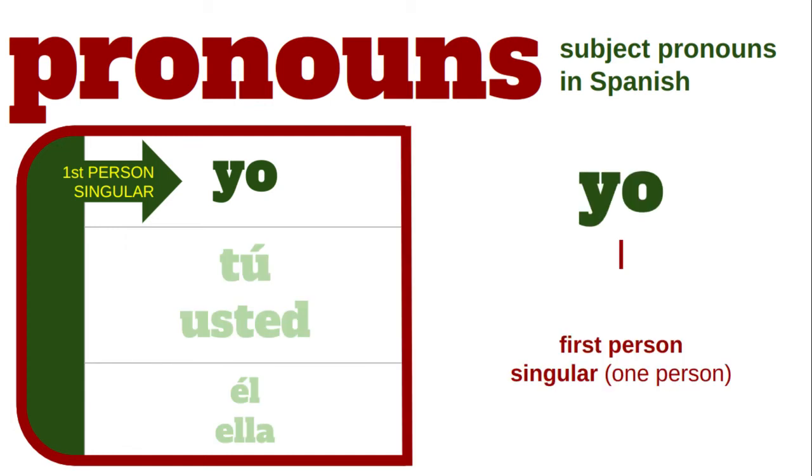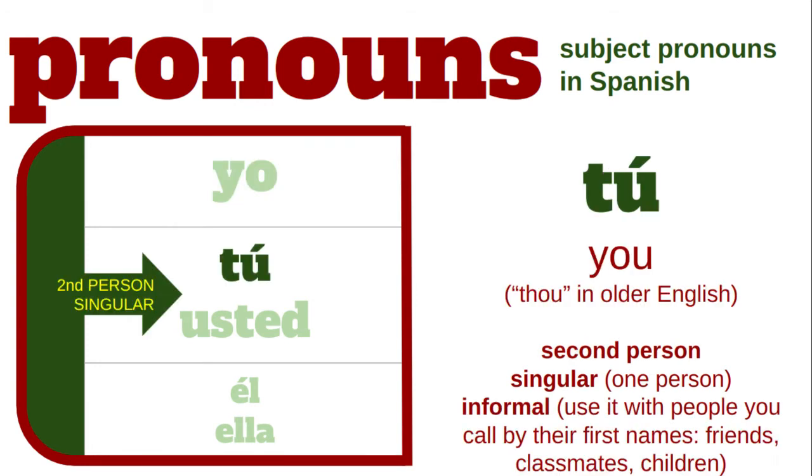The first one, the first person singular pronoun, is yo, which means I, and you use it when you're talking about yourself and only yourself. The second person singular pronoun is tú. This means you. And this is the informal form that you use with people you call by their first names, like your friends, your classmates, or children.